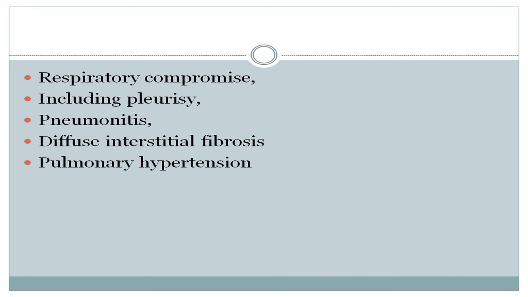The person may have respiratory compromise, including pleurisy, pneumonitis, diffuse interstitial fibrosis, or pulmonary hypertension. We'll talk more about these later, but all they mean is simply respiratory compromise. So what we have to do, we can't fix disease, okay? But what we can do, our job as nurses on the floor, is assessment, and to know what our baseline is, and to know what their respiratory status was the night before.